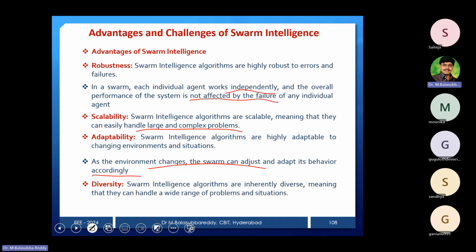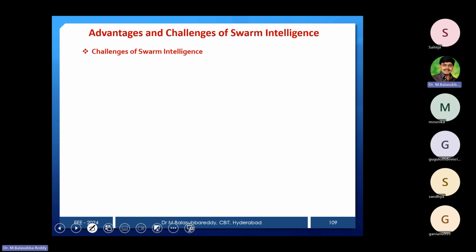And diversity: swarms are inherently diverse, meaning that they can handle a wide range of problems and situations. So these are some of the advantages of swarm intelligence. Another one, you can see the challenges of swarm intelligence.